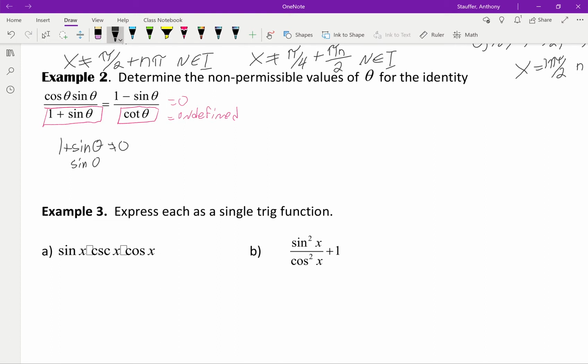So my sine theta cannot equal negative 1. Well, sine theta is equal to negative 1 at 3 pi by 2, and then every 2 pi from there. So we say plus 2n pi, and then again we say where n is in the set of integers.